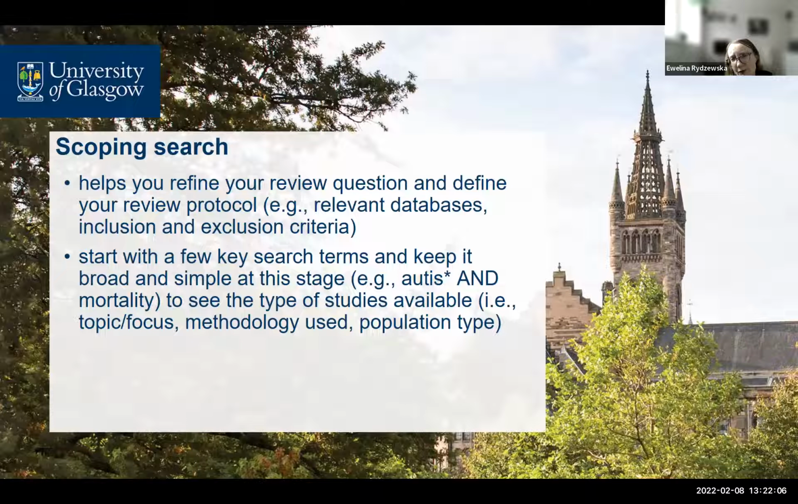But to find out if these papers had been reviewed before, in our search engines we typed in words like autism and mortality to just see what's been done before. And I'll explain here, if you're not familiar with the different syntax that you can use for searching these things, I'll explain later on what that asterisk means by the word autis.